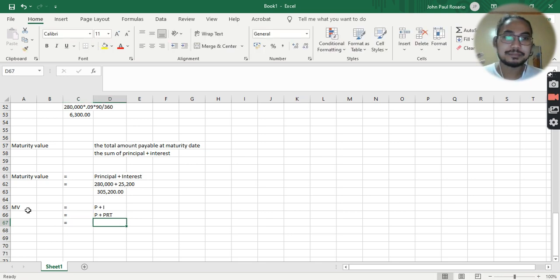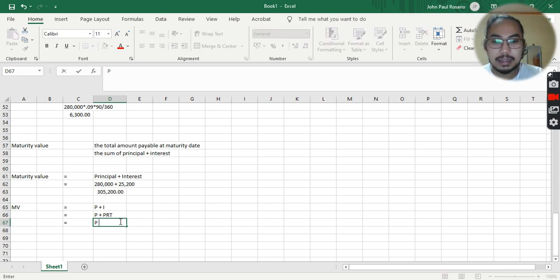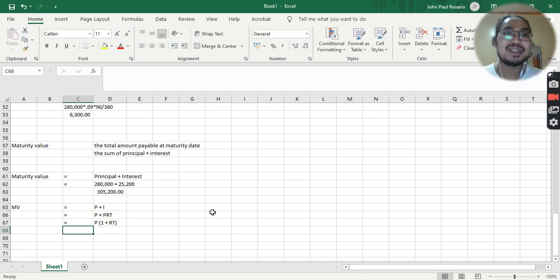And then, based sa inyong knowledge on your algebra, we can combine like terms. So in this expression, common both sides sa addition nato nga operation si P. So common si P. So we bring P out and then we divide the whole equation with P. So P divided by P is 1. So plus PRT over P is RT. So, mao ni siya ang simplified nga equation for solving maturity value.